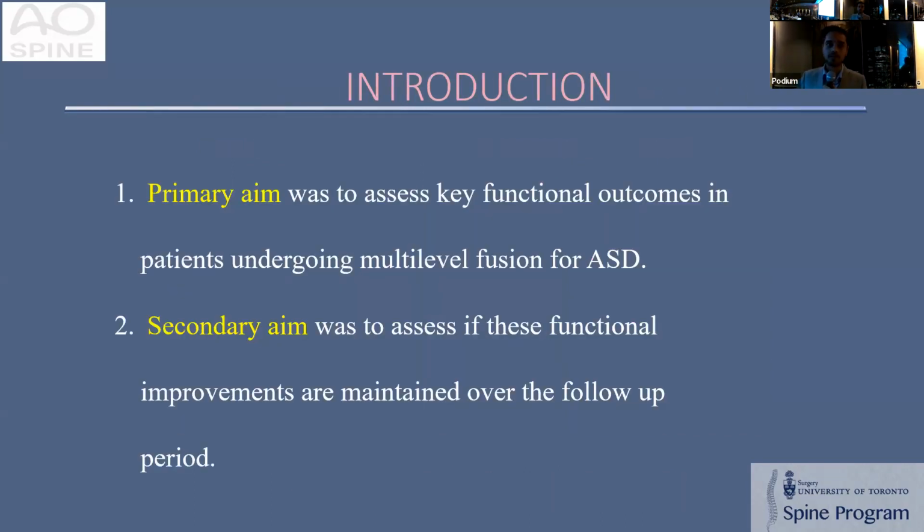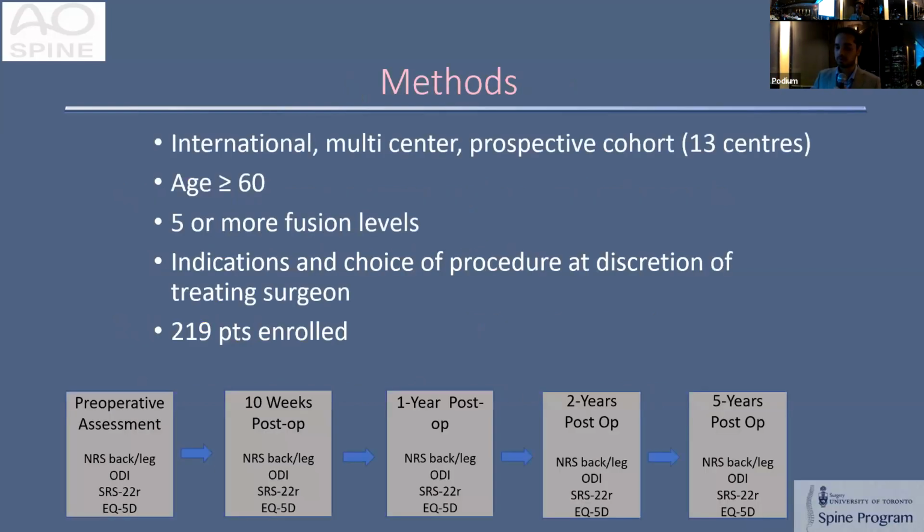So the primary aim of this study was to assess key functional outcomes in patients undergoing multi-level spinal fusion, and the secondary aim was to see if these improvements are maintained over the follow-up. This was an international multicentric prospective study over 13 centers of patients more than 60 years of age undergoing 5 or more fusion levels. The indications and choice of procedure were at the discretion of the treating surgeon. A total of 219 patients were enrolled in the study.